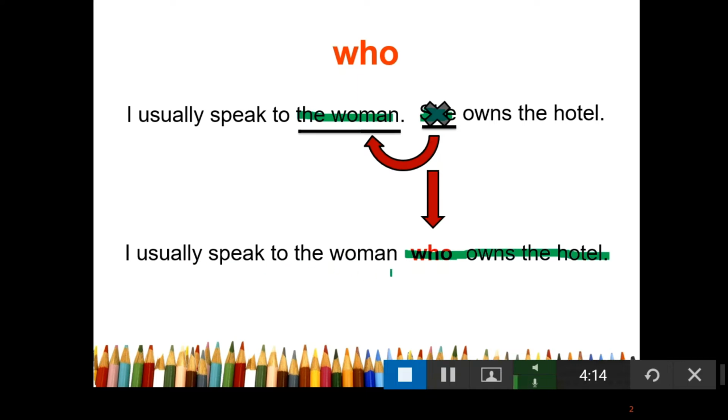I usually speak to the woman who owns the hotel. Who? Because the woman, the player, the man, the boy, the teacher refer to people. Okay, we use who for people.